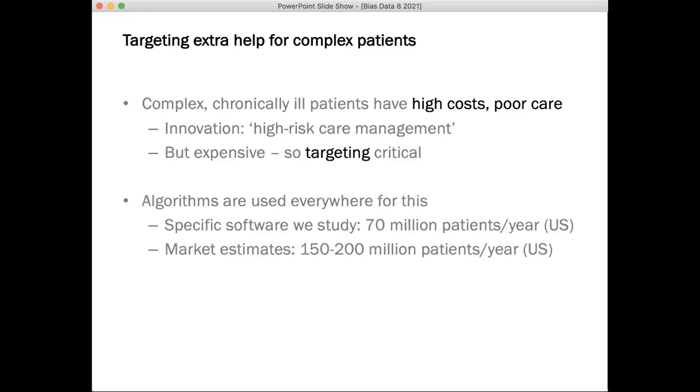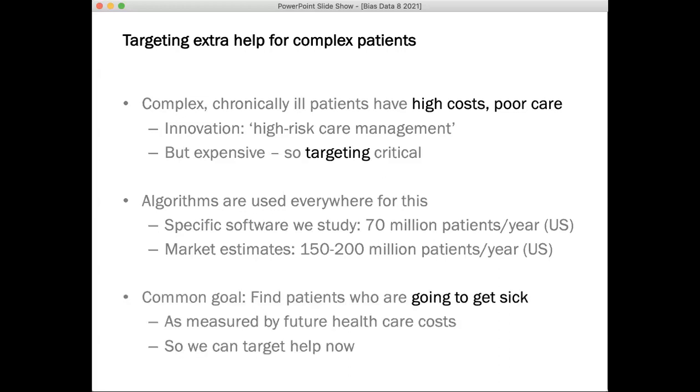So we studied a piece of software that hospitals use to help allocate that resource. And that specific piece of software was being used when we studied it for 70 million patients every year in the US. If you look at the family of algorithms that work like it, by the market estimates, those algorithms are being used for effectively the majority of the US population. So one point that I didn't know before I started doing this research is just how incredibly widespread algorithms already are in the healthcare system, and how they're already affecting really important decisions for millions and millions of people.